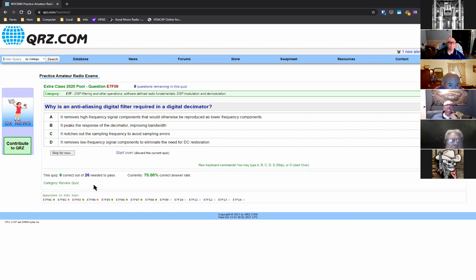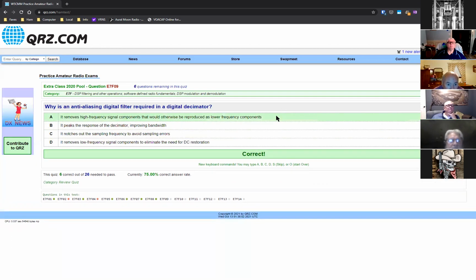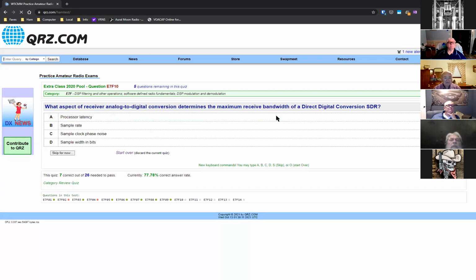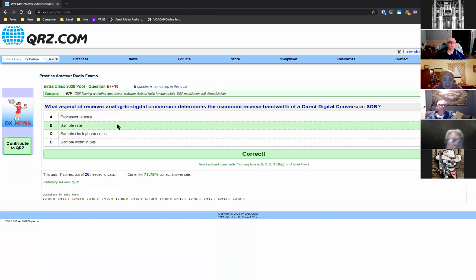That's A as well. Yeah, A. What aspect of receiver analog to digital conversion determines the maximum receive bandwidth of a direct digital conversion SDR? Sample rate, B, D. Yeah, the sample rate.